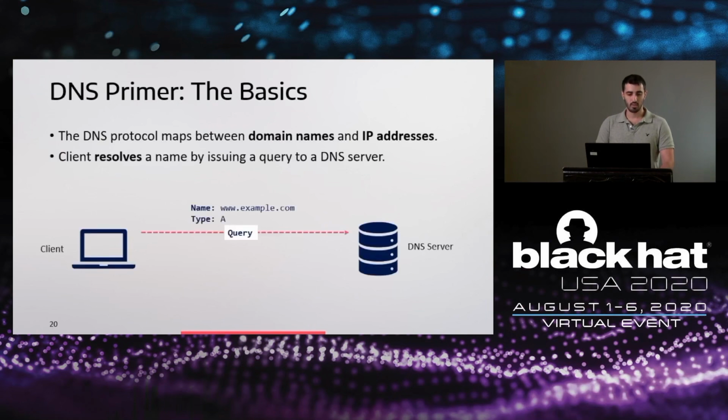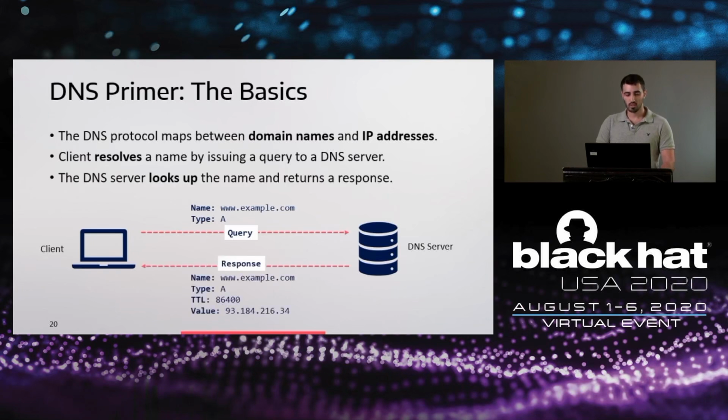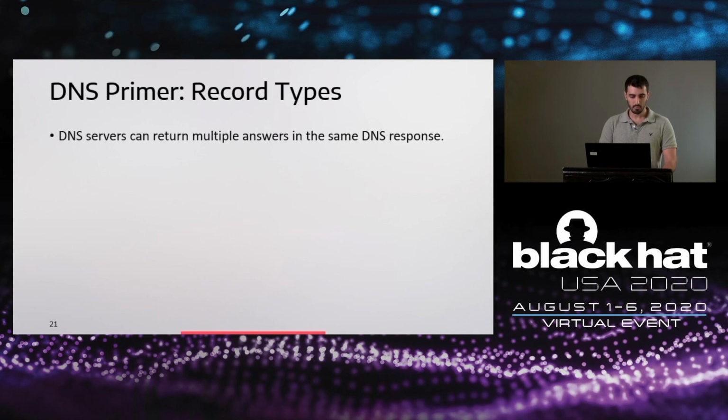So, DNS is a core internet protocol designed to map between domain names and IP addresses. It's a query response protocol, client-server architecture. So the client resolves the name by issuing a query to a DNS server. So if, for example, you browse to www.example.com, your browser issues a DNS query of type A to one of the configured DNS servers, and the DNS server looks up the name and returns a response. Each response has a value. For type A, the value is an IPv4 address.